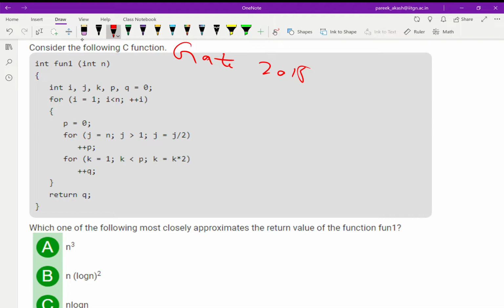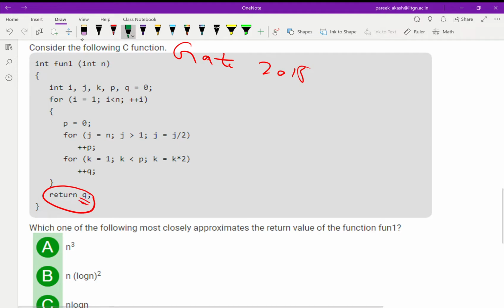In this question we have a function, and we have to find the value returned by this function. The question is: which one of the following most closely approximates the return value of the function f1? So we have to find this q, we have to approximate this q.